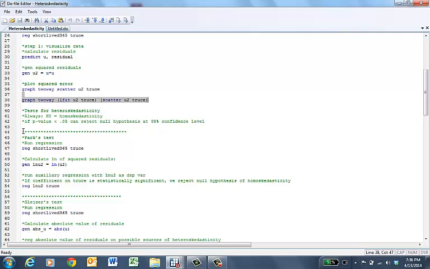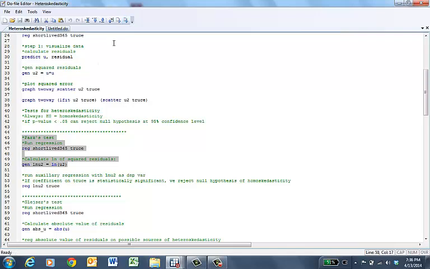Our first test is the Park test. Most of these tests take the form of running your basic regression, then calculating your residuals, and then the third step is usually running an auxiliary regression with some form of the residuals as your dependent variable. In the Park test, you're going to use the natural log of the squared residuals as your y variable in your auxiliary regression.